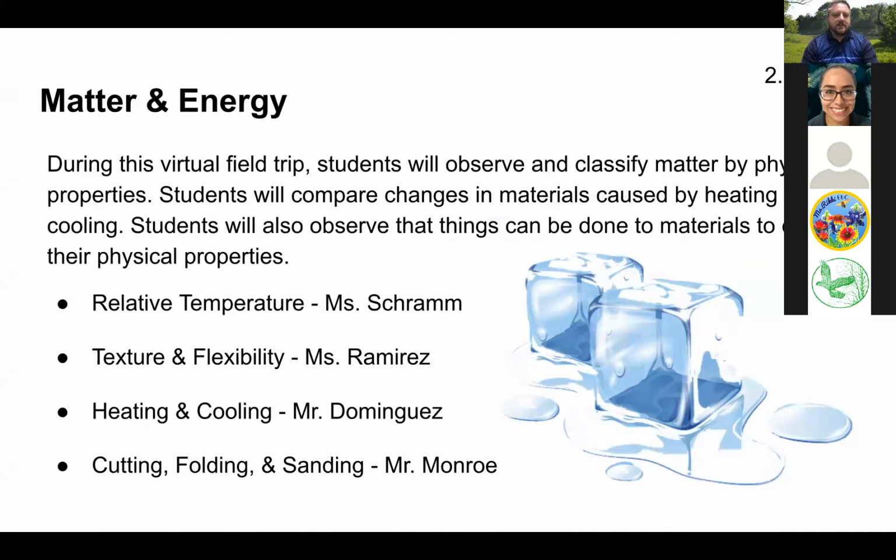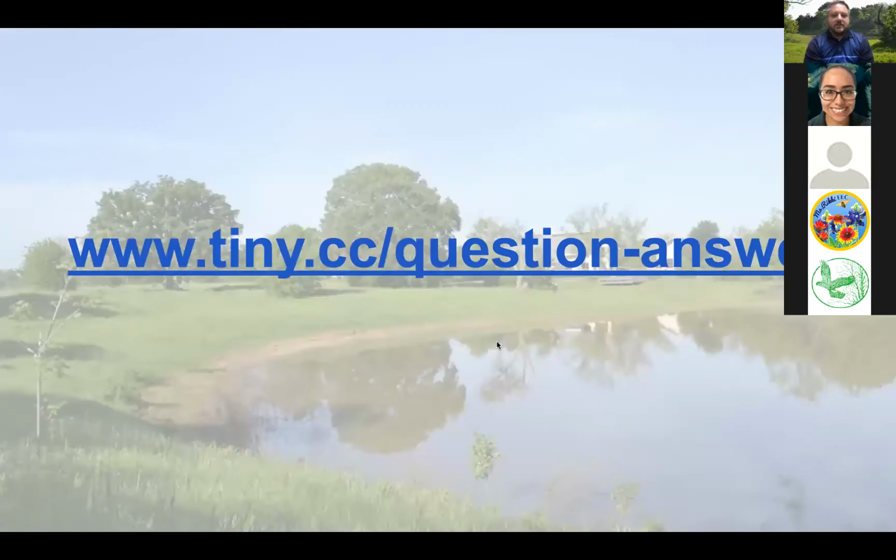So we're going to start things off this afternoon by exploring relative temperature with Ms. Schramm. Then we're going to look at the physical properties of texture and flexibility with Mr. Ramirez. Next, we're going to explore how heating and cooling can change materials with Mr. Dominguez. And last but not least, we're going to look at how cutting, folding, and sanding can change materials with Mr. Monroe.